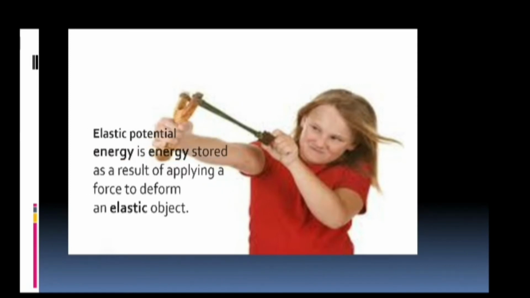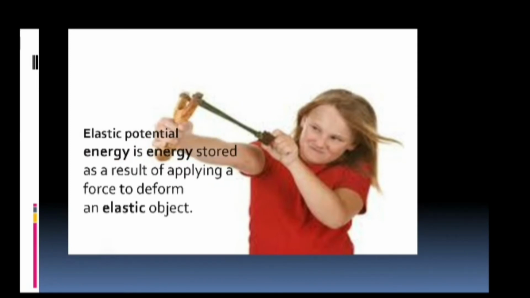As you can see now, this boy is using a catapult, and in a catapult we use elastic material. We use a catapult to throw things out. When we stretch it, we store elastic potential energy in that, and then when we release it, we give kinetic energy to that object. So this is a catapult, and in a catapult we store elastic potential energy.